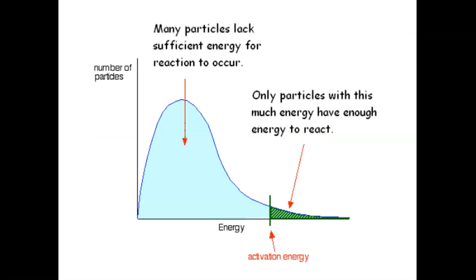And so if we look at what that might look like in a curve, on the left side of the curve there is a high number of particles with a low energy. Now, the reaction will not happen until this green activation energy threshold is crossed. And so everything over on the right side has enough energy. Those small amount of particles have enough energy for the reaction to occur.